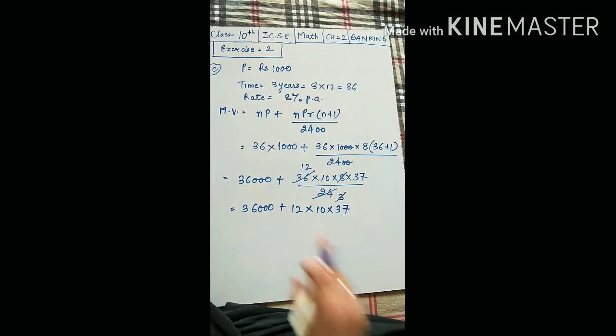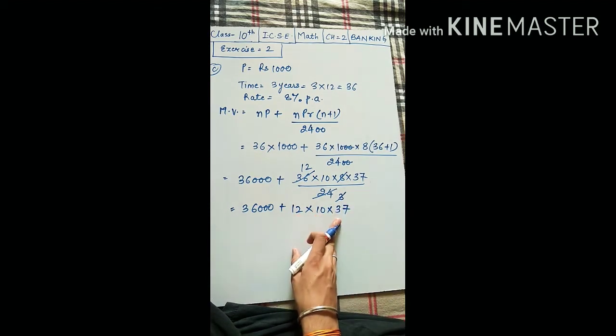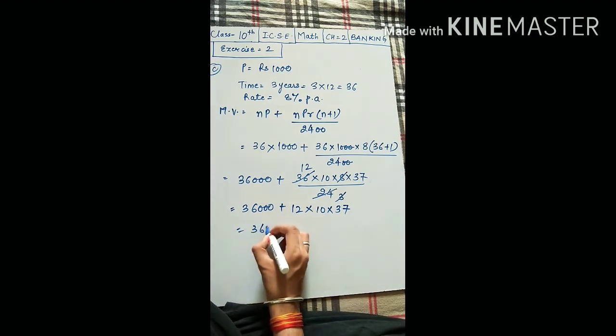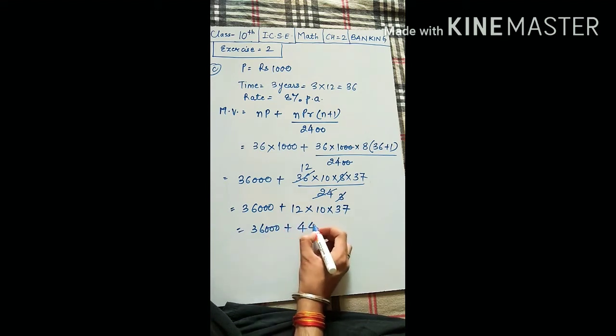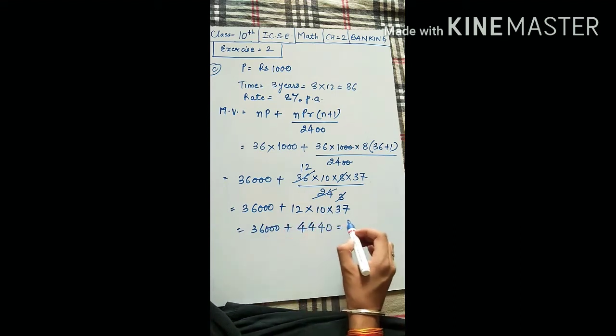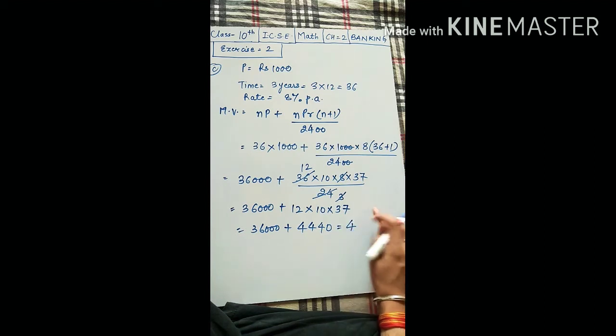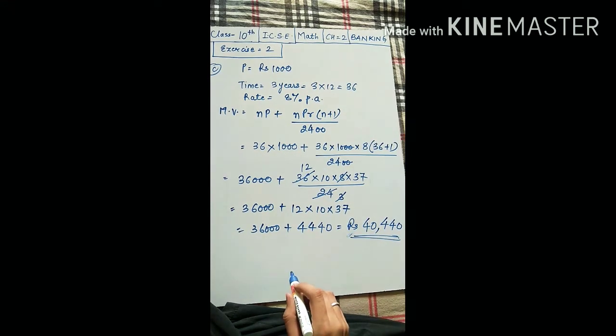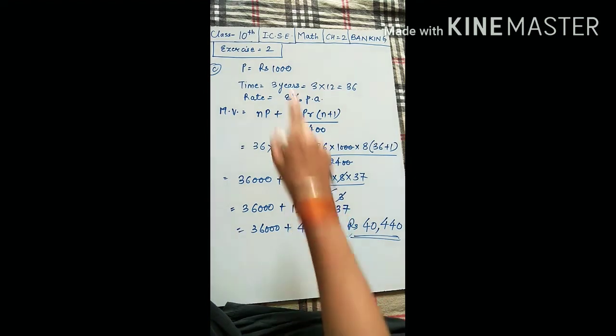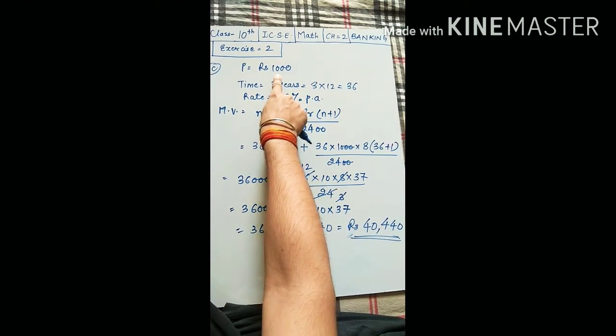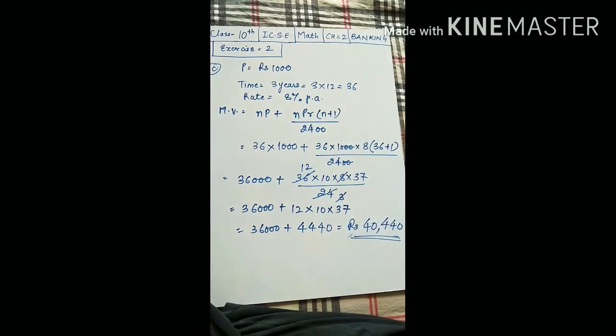That 12 into 10 into 37 is 4,440. That is 36,000 plus 4,440. On adding, it is rupees 40,440. So this is the maturity value Mrs. Goswami will get after 3 years on depositing 1000 rupees for 36 months.